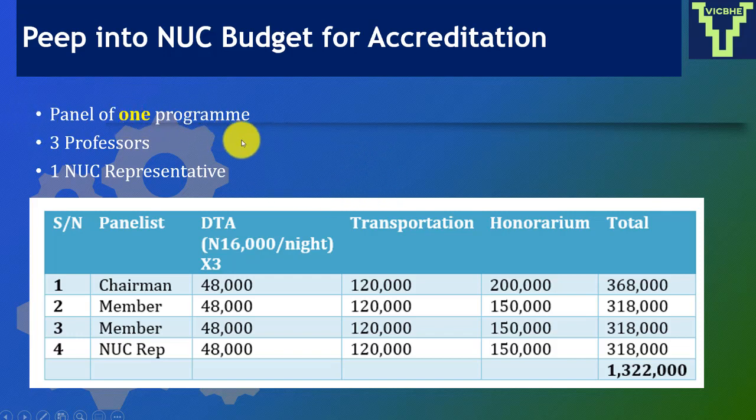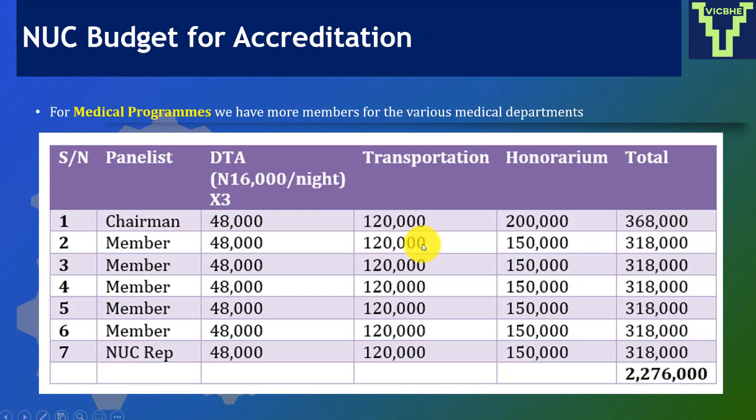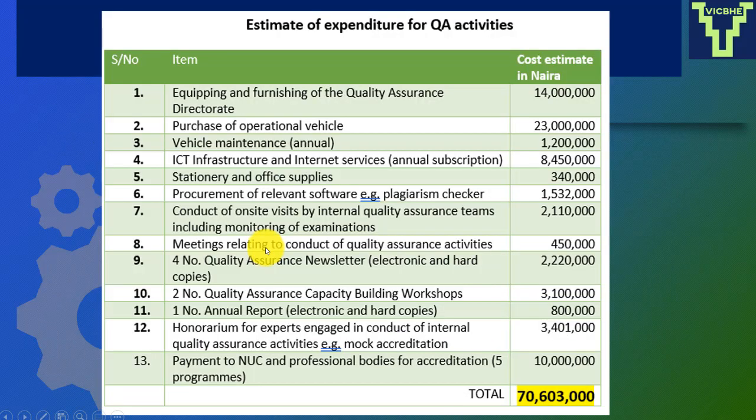It's a panel for one program. You know you have 3 professors and 1 NUC rep. So this is what you earn for DTA, the same thing. Transportation, the same thing. Honorarium, different. The chairman earns 50,000 naira more. And so you get 1.322 million for one program. But if it's a medical program, it's 2.276 million based on this breakdown.